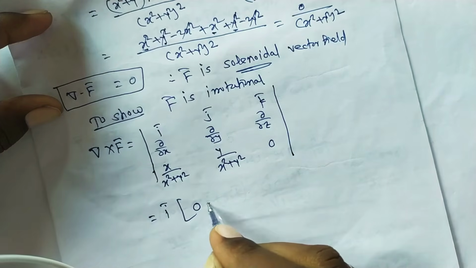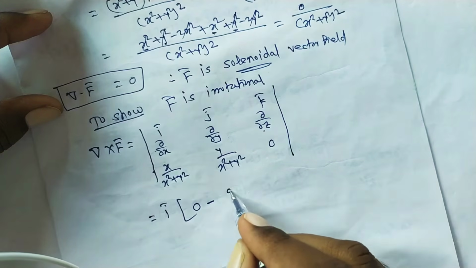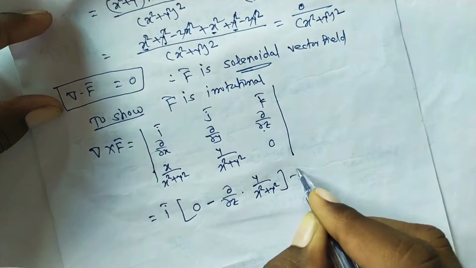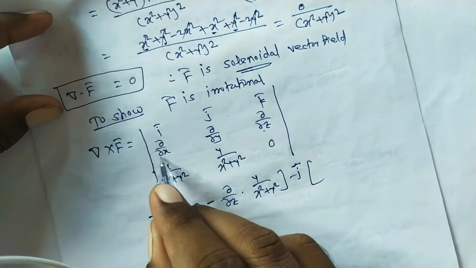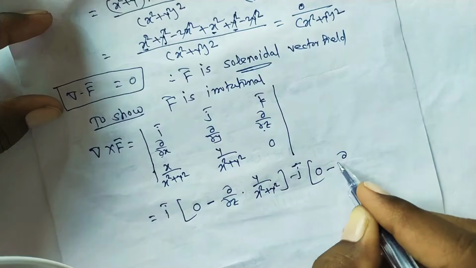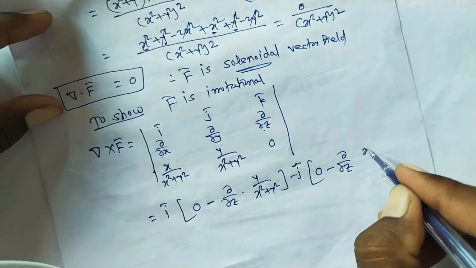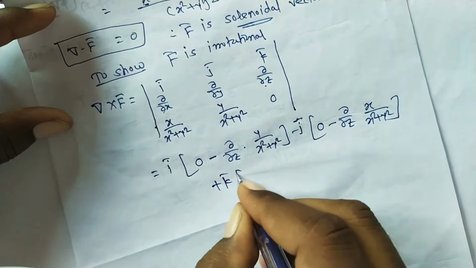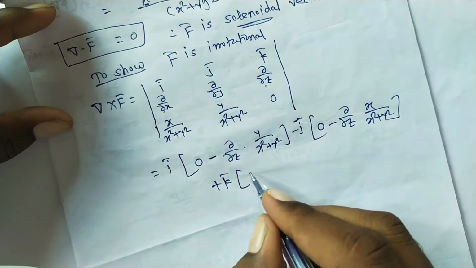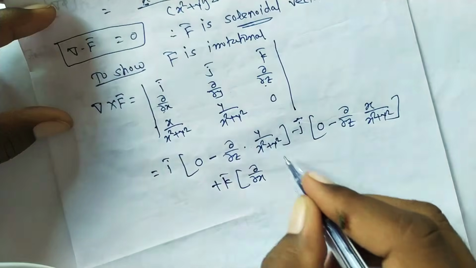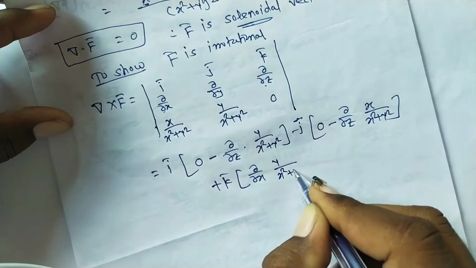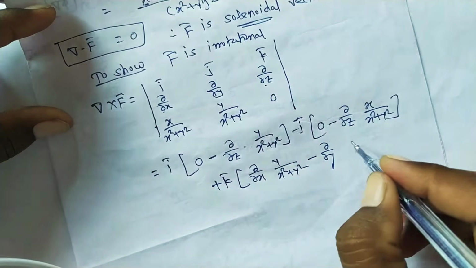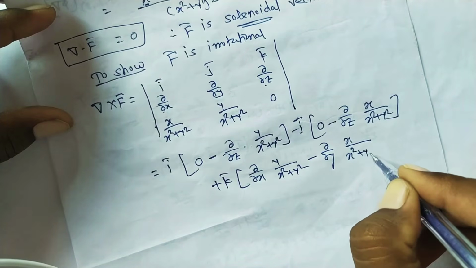After expanding this determinant, the expansion is i bar into its minor, del by del y of 0, that is 0, minus del by del z of y upon x square plus y square, minus j bar into its minor, del by del x of 0 is 0, minus del by del z of x upon x square plus y square, and plus k bar into its minor, which is del by del x of y upon x square plus y square, this is important, minus del by del y of x upon x square plus y square.